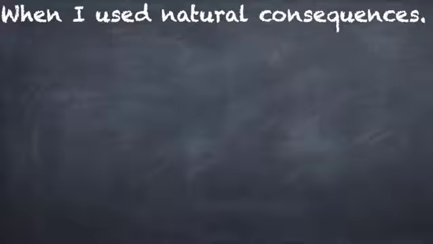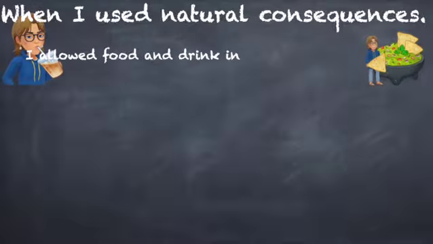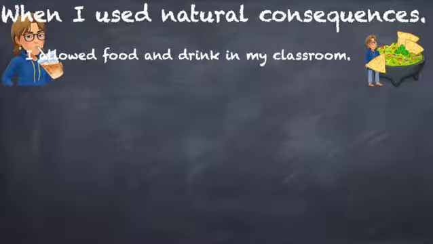So I used natural consequences for things like, well, I allowed kids to have food and drink in my classroom. I taught math. There was really no electronics, or we did have Chromebooks occasionally, and when we had Chromebooks, they weren't allowed to have food and drink on their desks. But when we were just doing notes or using manipulatives, I let them have a snack and a drink if they brought it to class.